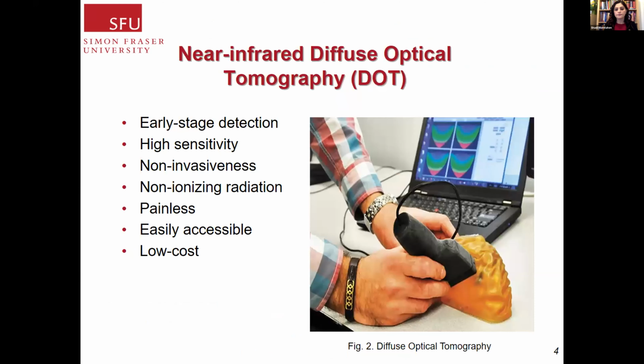As you can see, all of these imaging devices have some disadvantages. And so we have developed a device. This is our device. It is based on near infrared diffuse optical tomography, or DOT. It is safe, it is painless, it is not very expensive, and it does not use X-ray radiation, and it can detect cancer in its early stage.